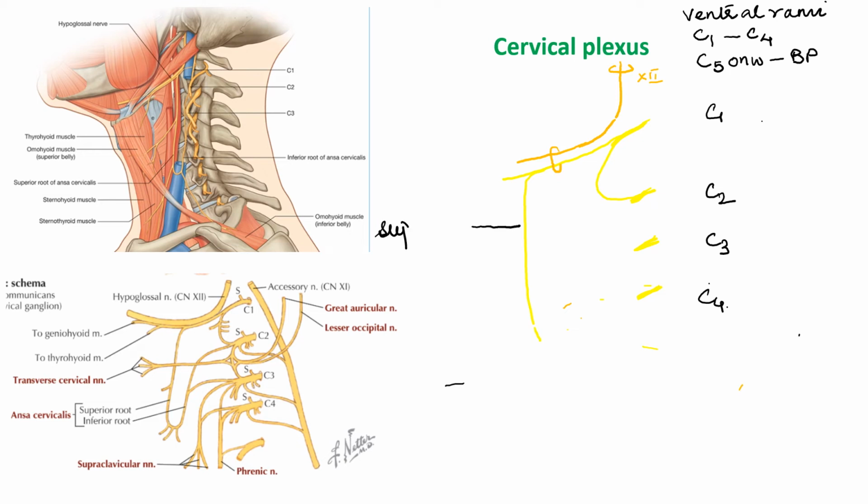The superior root of the ansa. The remaining fibers run along with the 12th cranial nerve and end by supplying two muscles: the thyrohyoid, which was the strap muscle moving from the oblique line towards the greater horn of the hyoid bone, and the geniohyoid muscle.